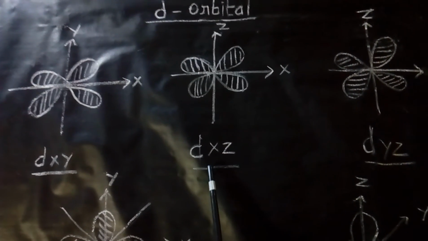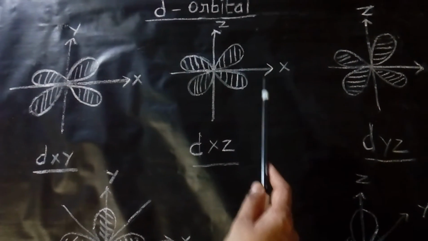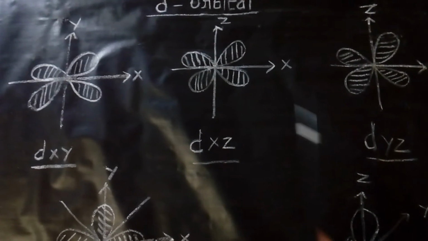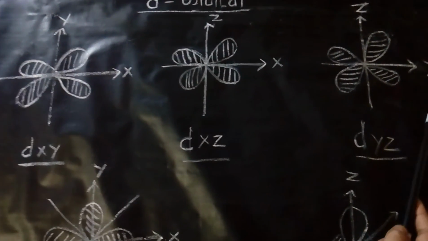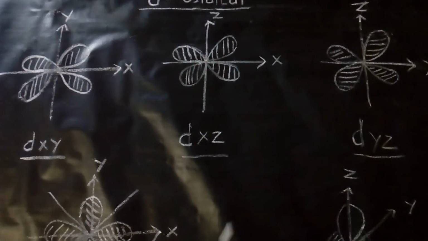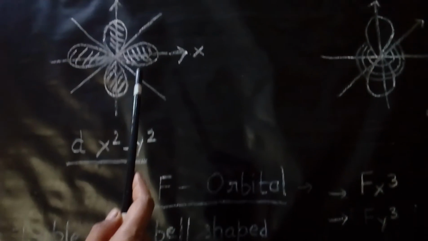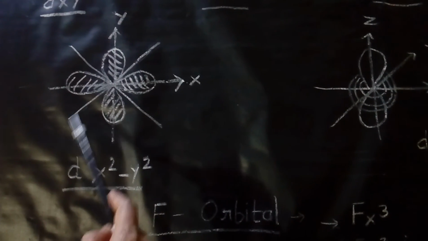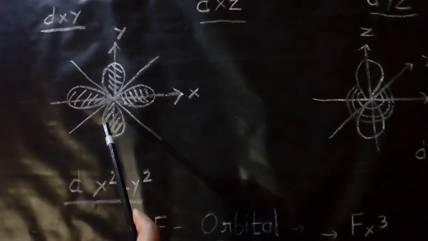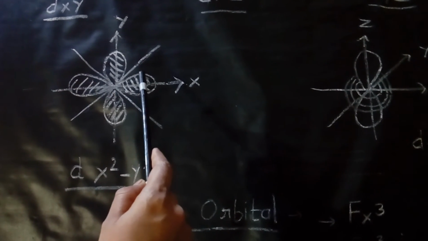In dxz orbital, the electron density is present between the x axis and z axis. In dyz orbital, the electron density is present between the y axis and z axis. Now, in dx square minus y square orbital, its lobes lie directly on the x axis and y axis. In this case, the nodal planes are this and this. These two are at an angle of 45 degrees to each other.